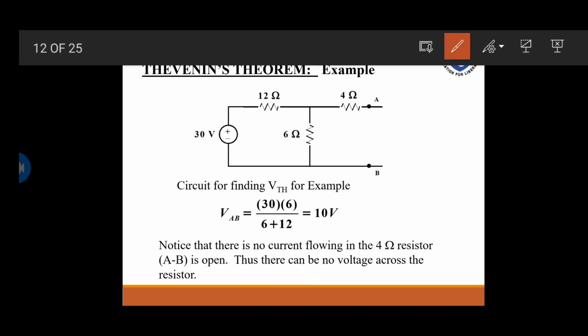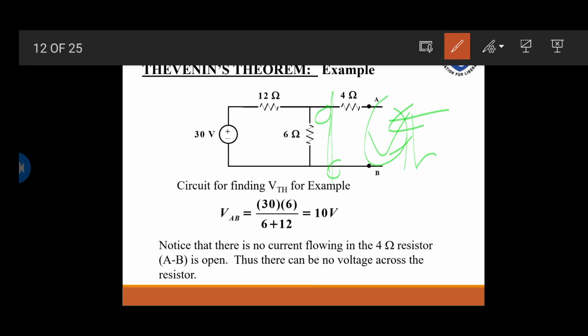Now let us find the VTH at this particular point. Just open the circuit there, and you arrive at this situation. Consider the circuit for finding VTH. Here the voltage stops. The voltage exists at this point and this point, so finding the voltage at this point gives rise to VTH, right?